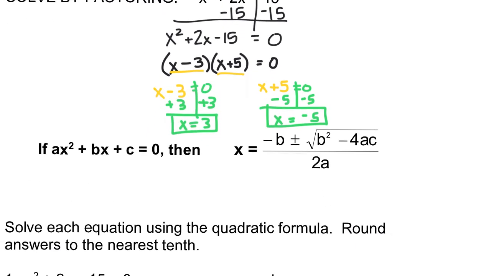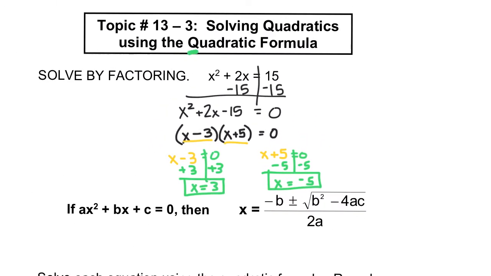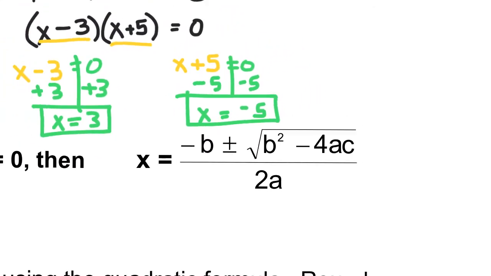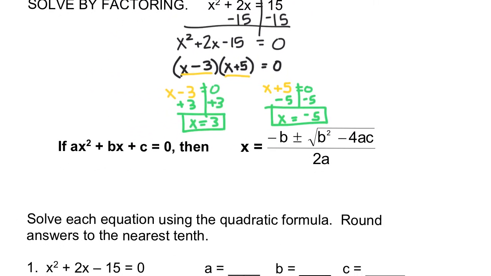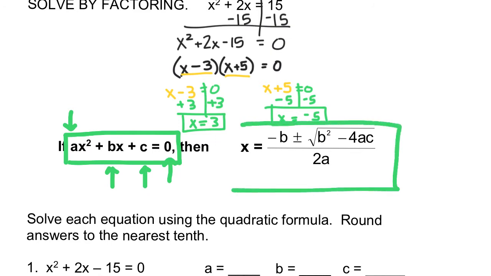But there's another way to do this. The other way is by using the quadratic formula. This is the quadratic formula. And we use the quadratic formula when we have the equation in this form. The coefficient on the x squared is a, the coefficient for the x is b, and then c is the constant. When we have all of those equal to 0 here, then we can substitute the a, b, and c into the quadratic formula located here.